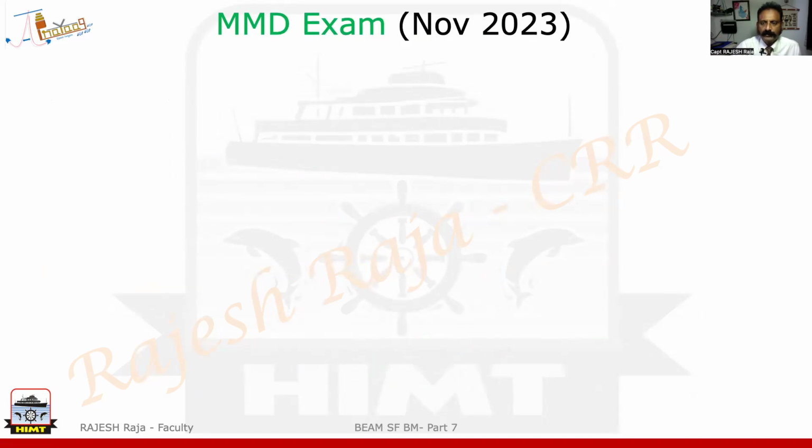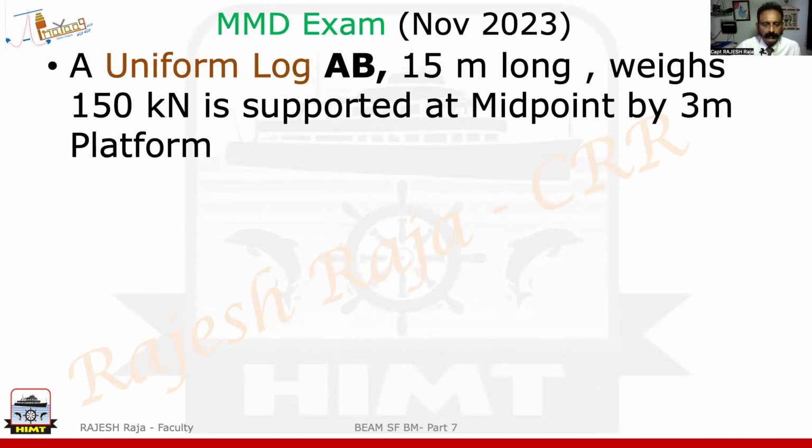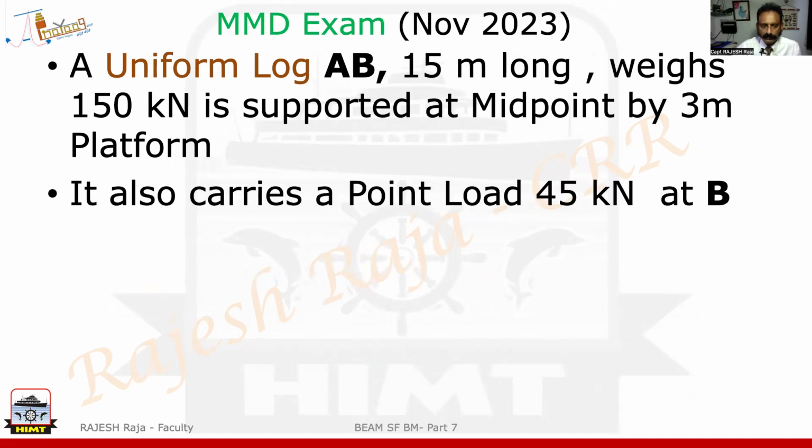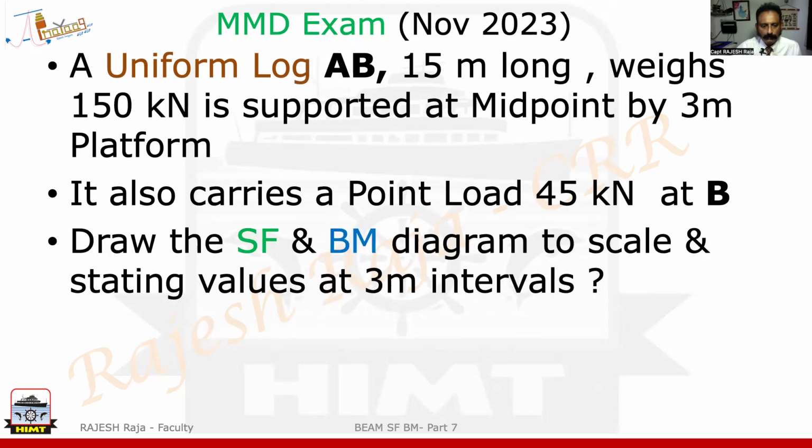It is the same question, November 2023. There's a uniform log AB, 15 meters long. It weighs 150 kilonewtons, supported at the midpoint. It is not a point support, please remember, it's a flat support. It also carries a point load of 45 kilonewtons at the extreme end, B. They want the SFBM diagram with 3-meter intervals.